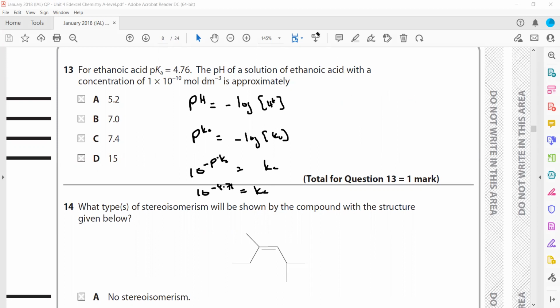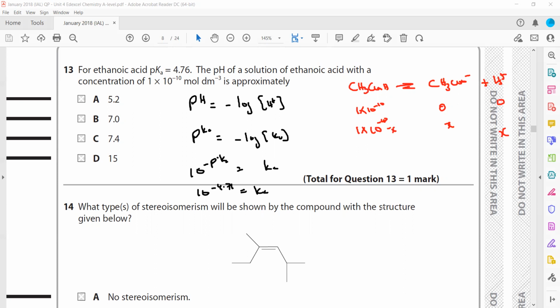So for example, if we have ethanoic acid, CH3COOH, it will dissociate into CH3COO minus and H plus. If the original concentration is 1 into 10 to the power minus 10, initially it is 0 because acids do not dissociate initially. When we mix them, say X moles of acid dissociate, X moles of hydrogen ion form, and the acid will be 1 into 10 to the power minus 10 minus X.